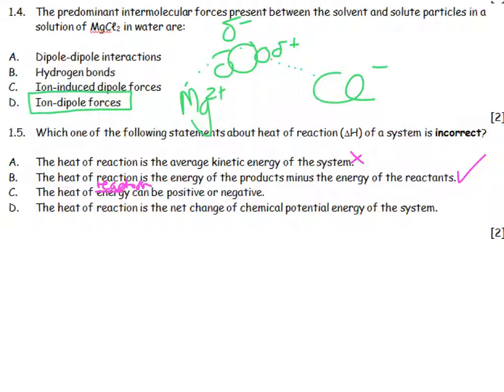It can be positive or negative, that is true. And the heat of the reaction is the net change of chemical potential energy of the system. Yes, that's the difference between the products and the reactants. So A is the only incorrect option.